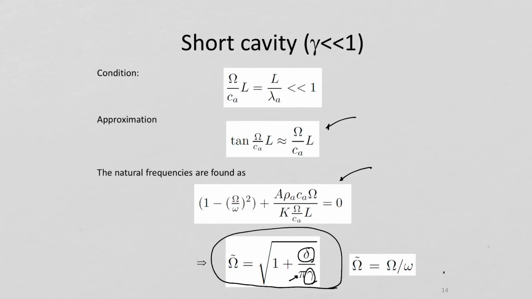We can also see that if we have a very short channel or a short air cavity, then we will always have higher natural frequencies than we would have had if we did not have the channel present, if we just had the mass spring system. This number will always be larger than 1 if we have an acoustic medium present. And we can also see that the higher the coupling strength, the larger the change of the natural frequencies will be.